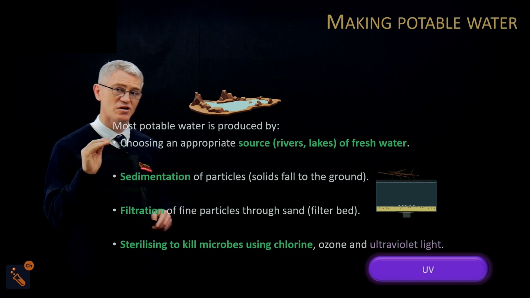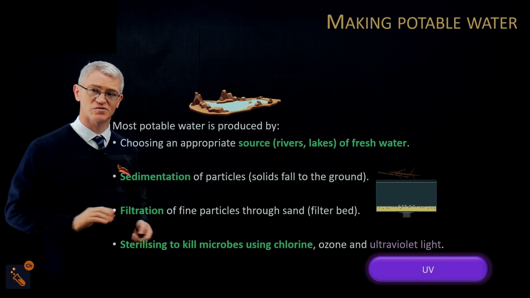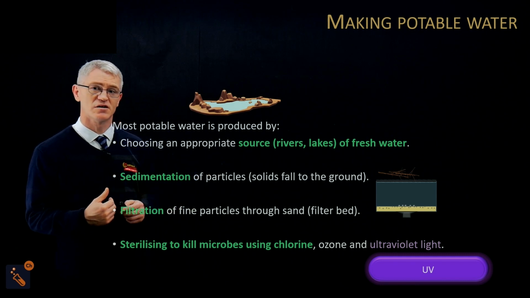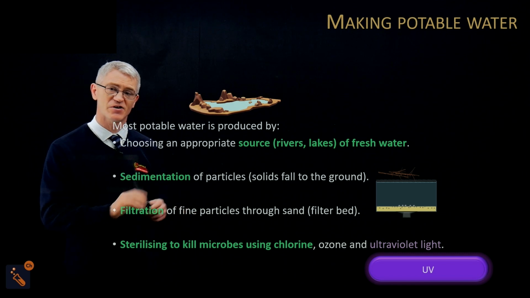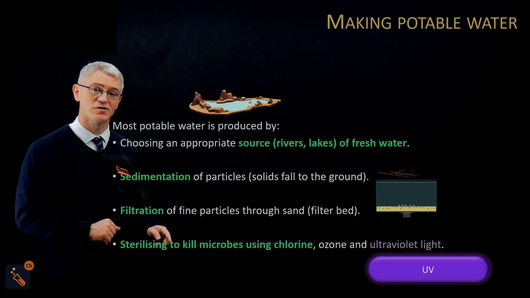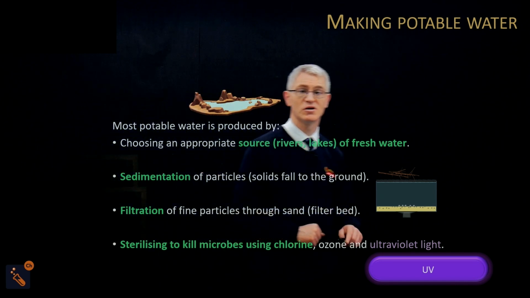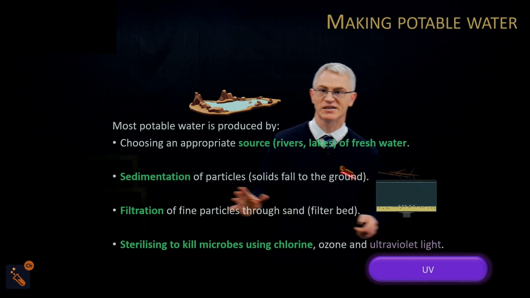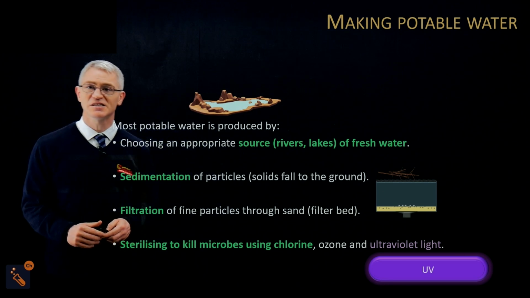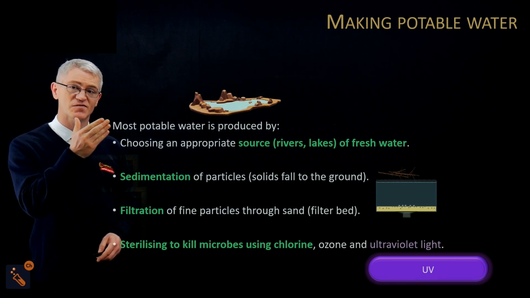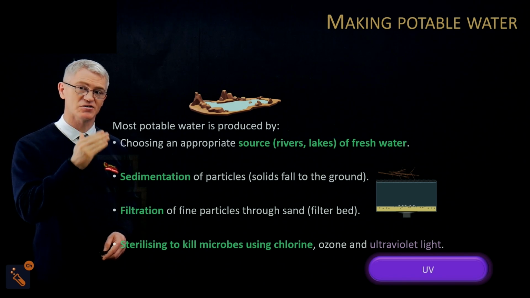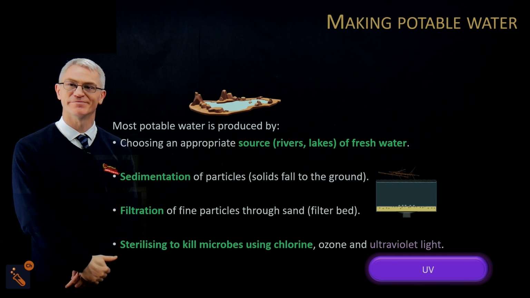We've got to choose a source. We've got to sediment out those particles, let them fall to the ground, and then we filter it through a coarse filter like we have at the top, and then a fine filter in terms of the sand. Then we sterilise, kill the microbes using chlorine, that's a classic one, but we can also use ozone, and we can also use UV light. So they pass over UV light and that kills them as well. So this is the exam answer for you to say how potable water is produced in the UK, and which will be asked in your exam.